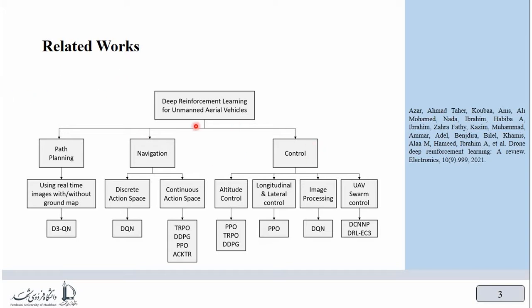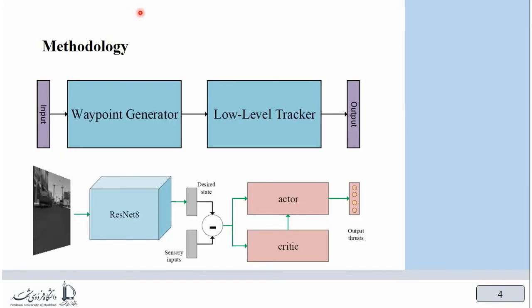We emphasize navigation and control tasks because we intend to provide a solution to obstacle avoidance and a low-level controller, and we categorize ourselves here in continuous action space and altitude and lateral control of the drone. So as I just mentioned, we desire to use image input and sensory inputs to do so. So we designed our structure as an end-to-end structure like this.